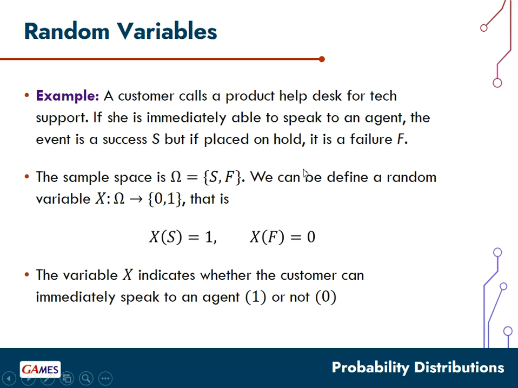So the sample space here is the set {S, F}, which means elements in the sample space are only two. They can either be a success or a failure, nothing more, nothing less. If it's not a success, it's a failure. If it's not a failure, it's a success. We're going to see later that this is called a Bernoulli trial.